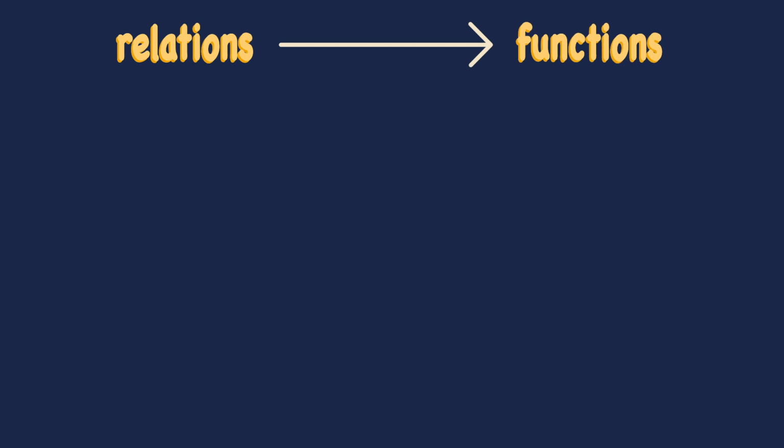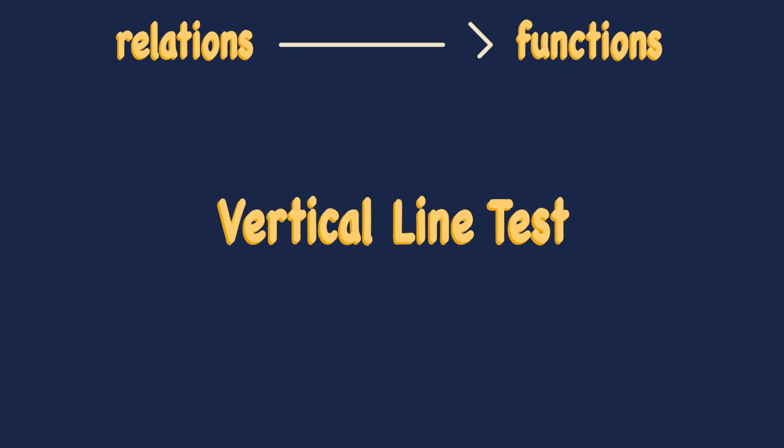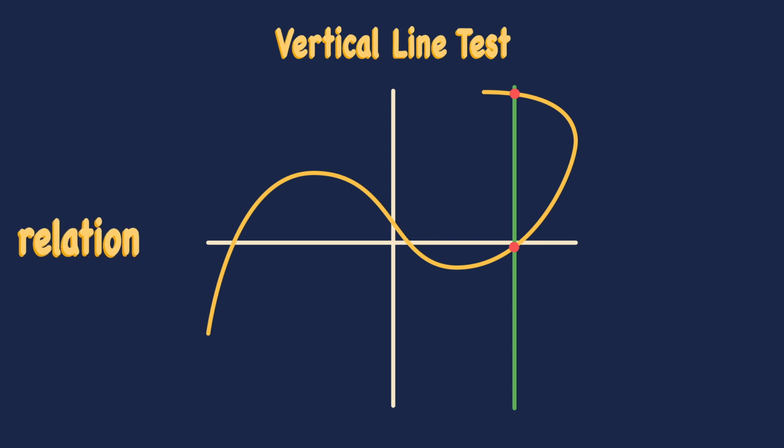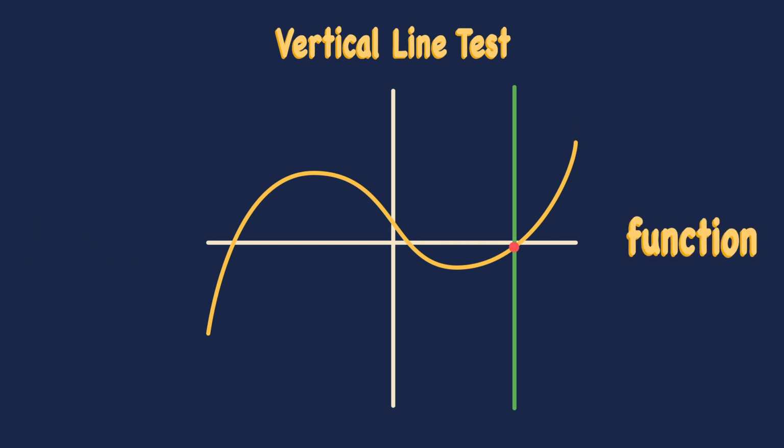One easy way to determine whether a relation is a function is to use the vertical line test. The way we do it is we look at the graph of a relation or a function and draw a vertical line on the graph. We will then move it left and right to check if this line only intersects with one point on the graph. If at any point it intersects more than one point, this graph is a relation. Otherwise, it is a function.